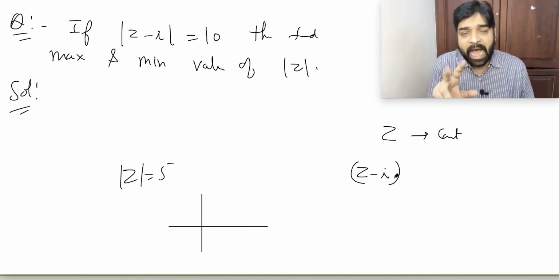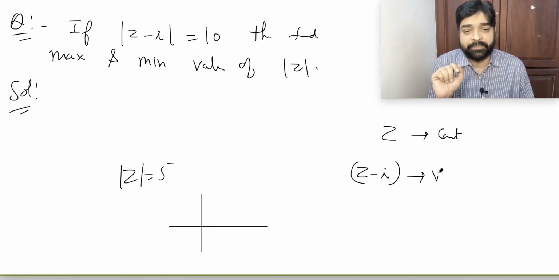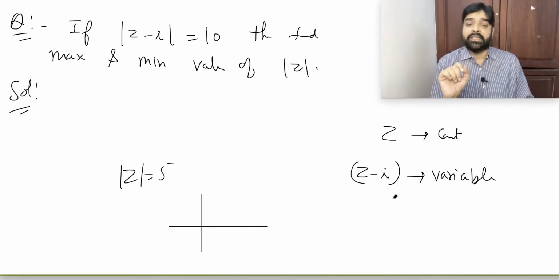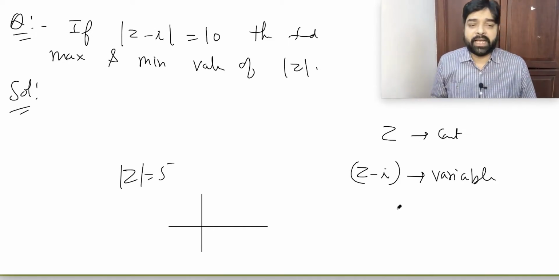So the modulus of z minus i is known, the argument is not known. So it means it's a variable. Have you understood why it's a variable? Is it clear to everybody? Now, z minus i is variable. That's perfect. z minus i is variable.